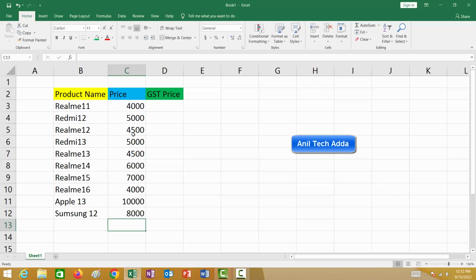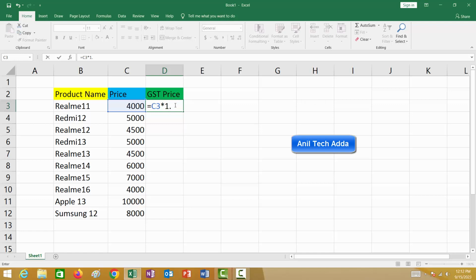So this is the base price, and I will add tax here. First of all, we want to add 20% tax on all these products. So here is the GST price in India. First of all we have to apply the formula: press equal, then click the cell like this, and then press the asterisk sign here, and then type 1, and this is a simple formula.